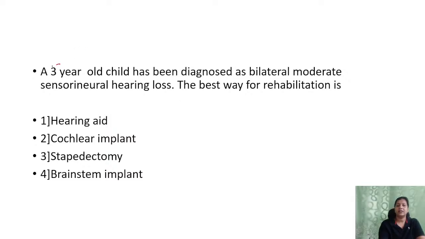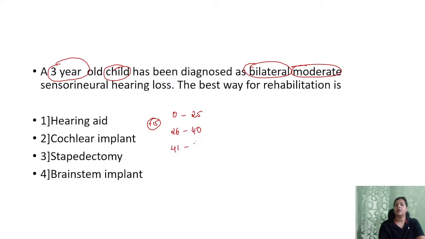So they're telling you there is a 3-year-old child. This child is having bilateral hearing loss. Is it moderate hearing loss or is it severe hearing loss? It is moderate. What is the meaning of moderate? So 0 to 25. Just go on adding. Then I'll tell you how to label the hearing loss. So start with 0 to 25. Add 15 each time. So 26 to 40, 41 to 55, 56 to 70, 70 to 90, and more than 90. So every time you're adding 15, 15, 15, here you're adding 20.